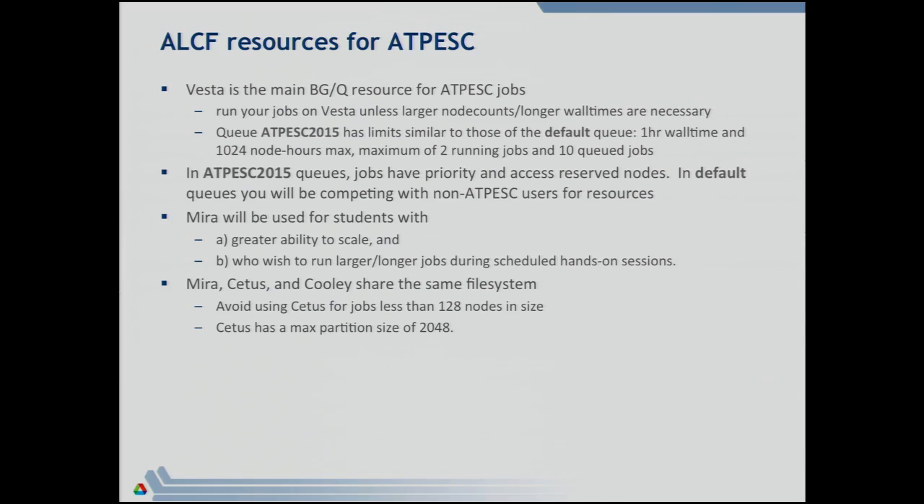But you also can't queue up more than 1024 node hours worth of jobs. So in other words, if you submit a 1 hour job on 512 nodes, you can submit a second one, but not a third one. It just won't let you. It's not that only 2 will run. The third one won't be queued because the first 2 total 1024 node hours. So it's just to help even out usage among the whole group of people. And those are the same limits that apply in our normal default queue as well.